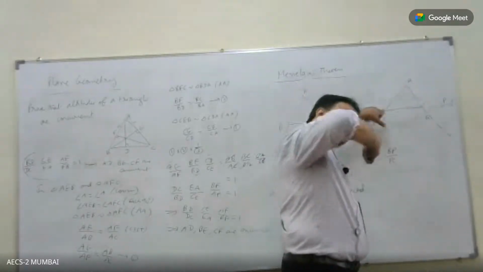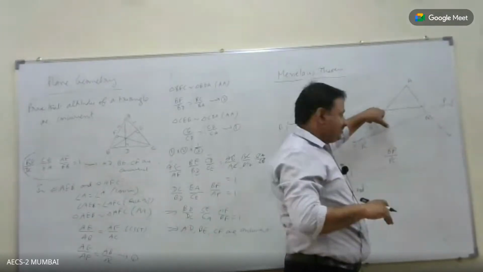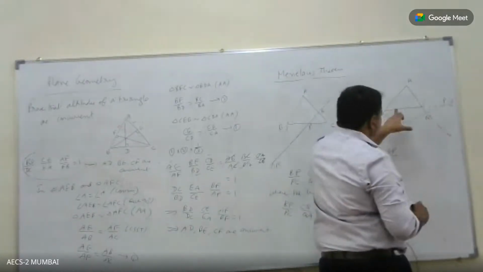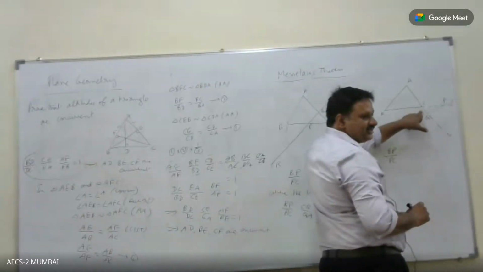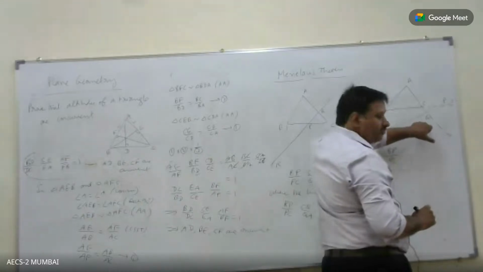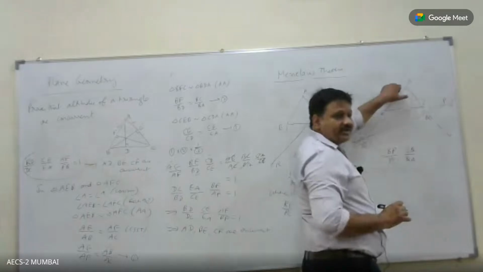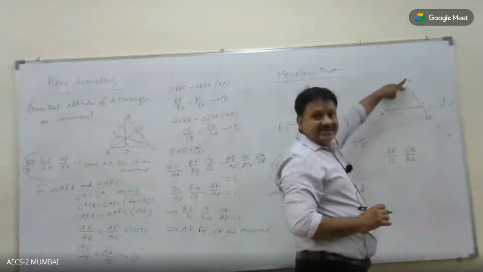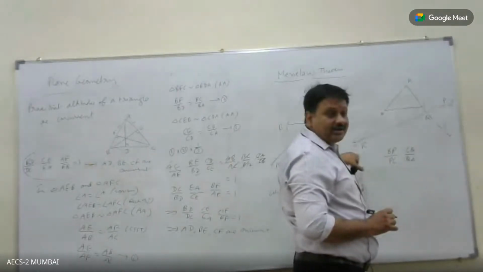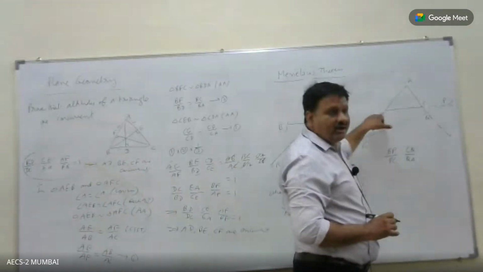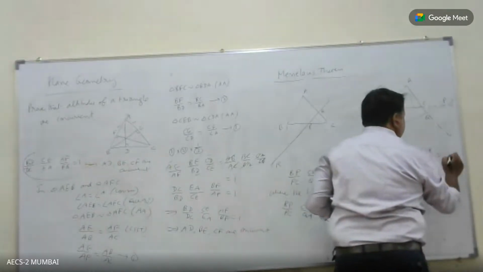Where it intersects, go till there. Where it is intersecting, go till there. Then come back. Multiplied by. Then go to the vertex C. Where it is getting intersected, CA is intersected at Q. So CQ by QA. Then go to the vertex A. Where AB is intersected at R. AR by RB equal to negative.